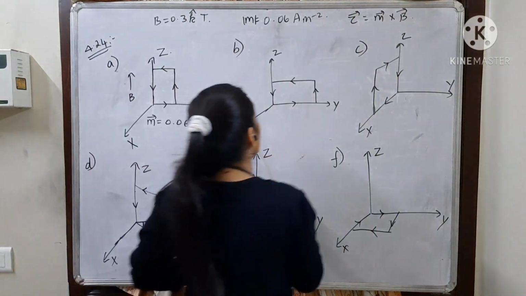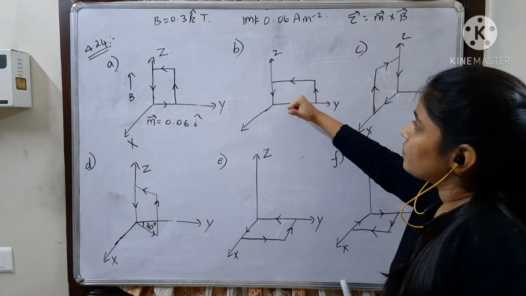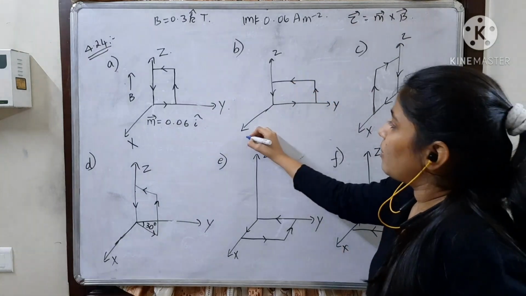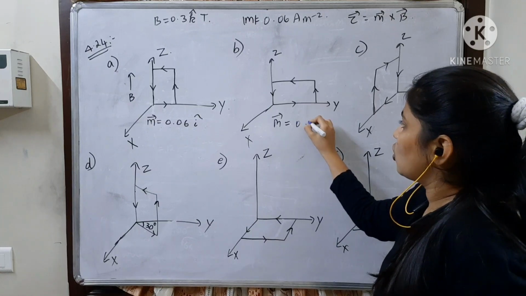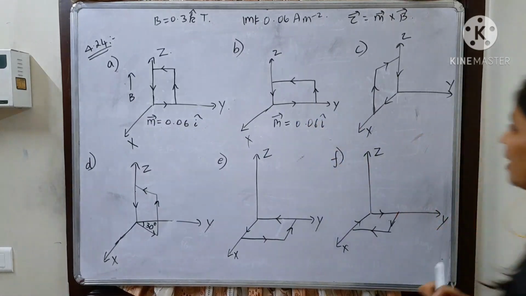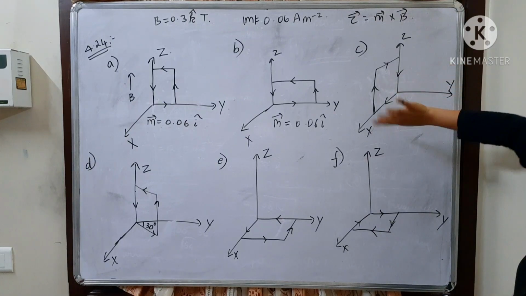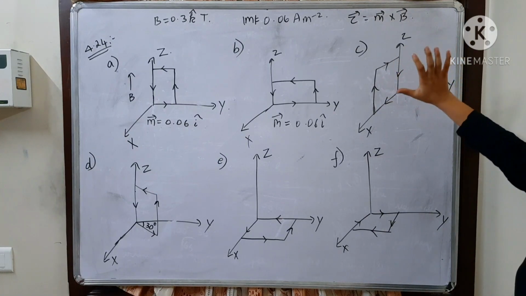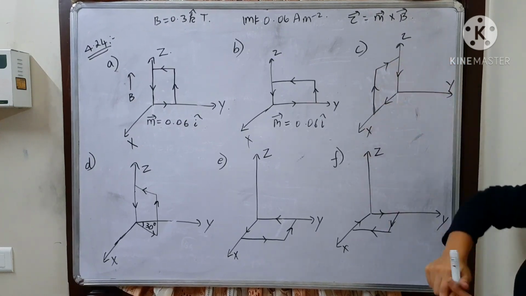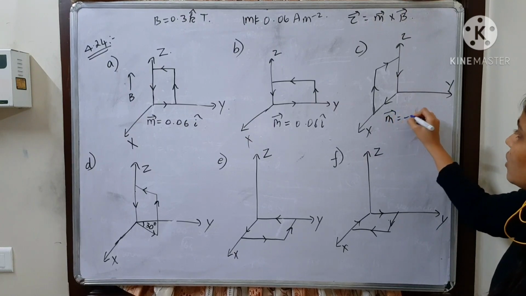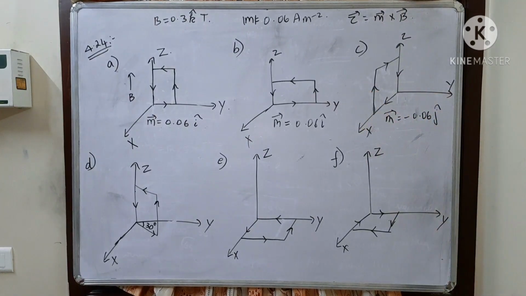In the next case the magnetic moment is along this direction, and once again it is along the positive x-axis, that is 0.06 into I cap. Then what about this case? Here the current is going in the clockwise direction, so the magnetic moment will be perpendicular to the xz plane. So M vector is equal to minus 0.06 into J cap, along the negative y direction.